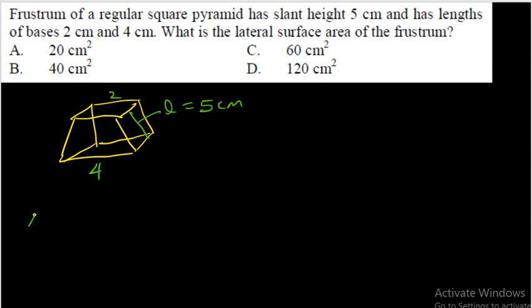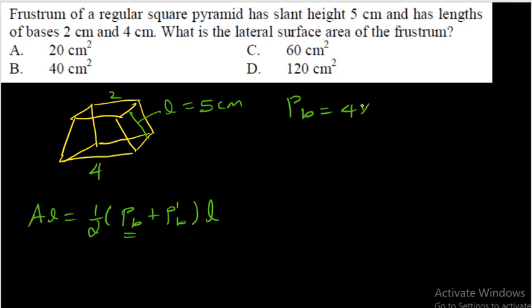First of all, let's state the formula. Lateral area means half of the perimeter of the base plus the perimeter of the upper base, P prime B, times the slant height. This is the formula. PB means the perimeter of the lower base, and P prime B means the perimeter of the upper base. So PB is 4 times 4, because each side is 4 and it's a square, so it will be 16. P prime B, the upper base perimeter, is 2 times 4, which is 8. And I have the slant height, so let's finish it.